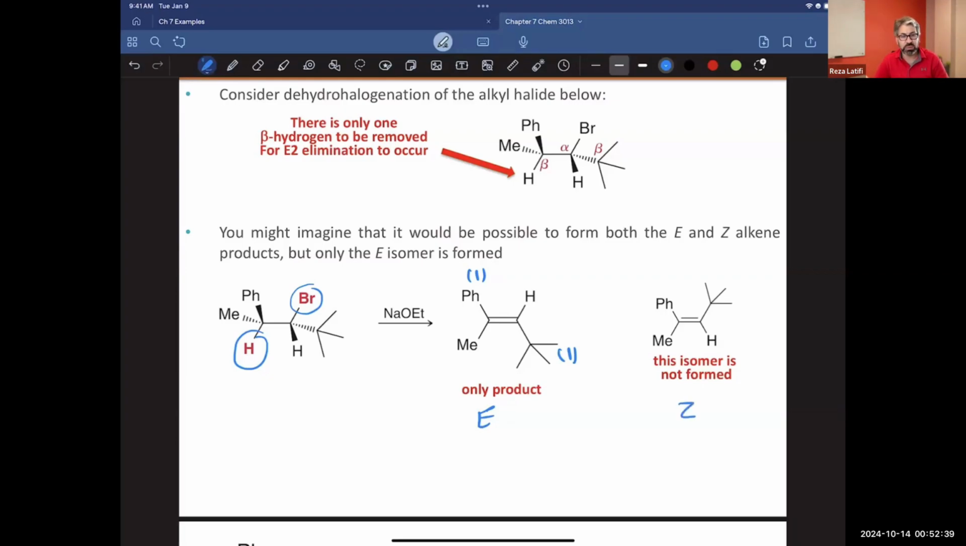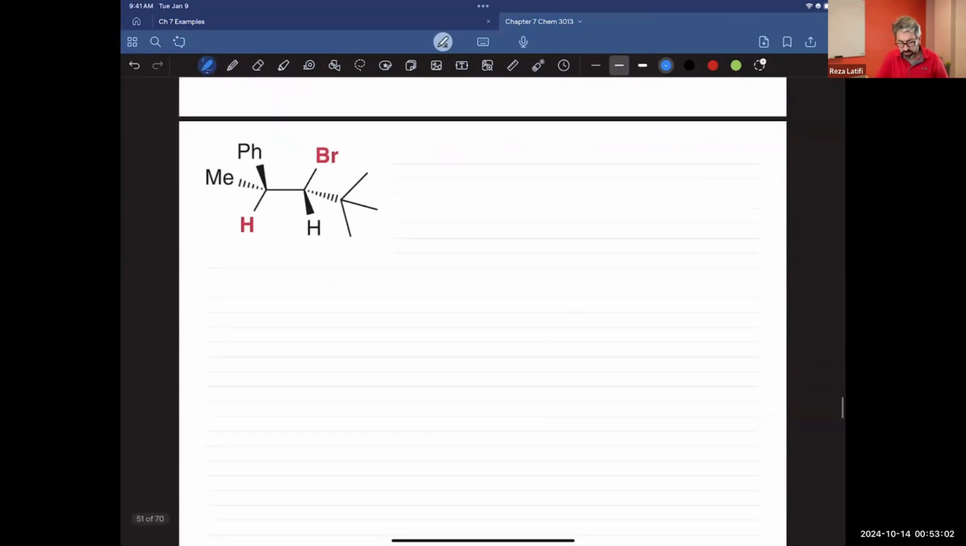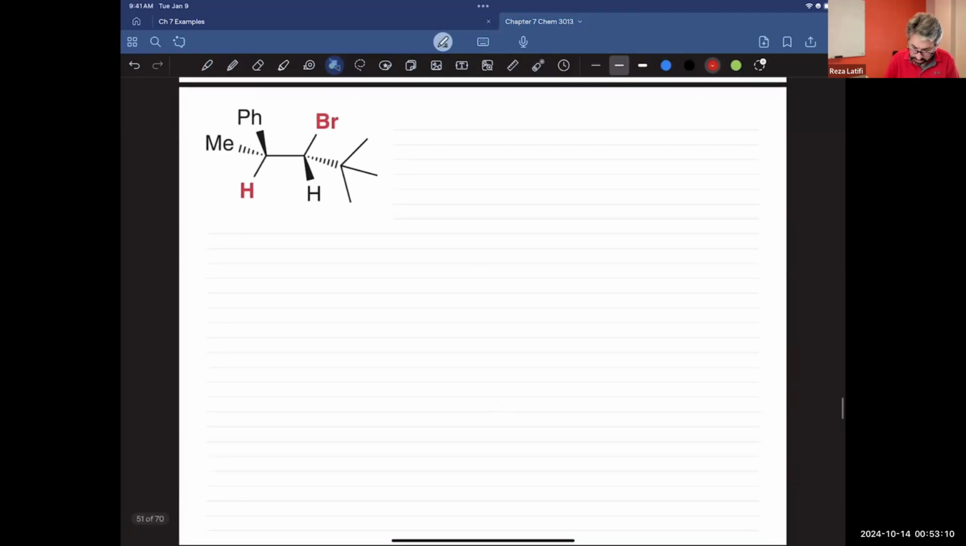Why can't we get it? Because in any way you rotate the molecule, the bromide and hydrogen will not be in a position to give you the Z isomer. Okay, let me practice this one for you here.